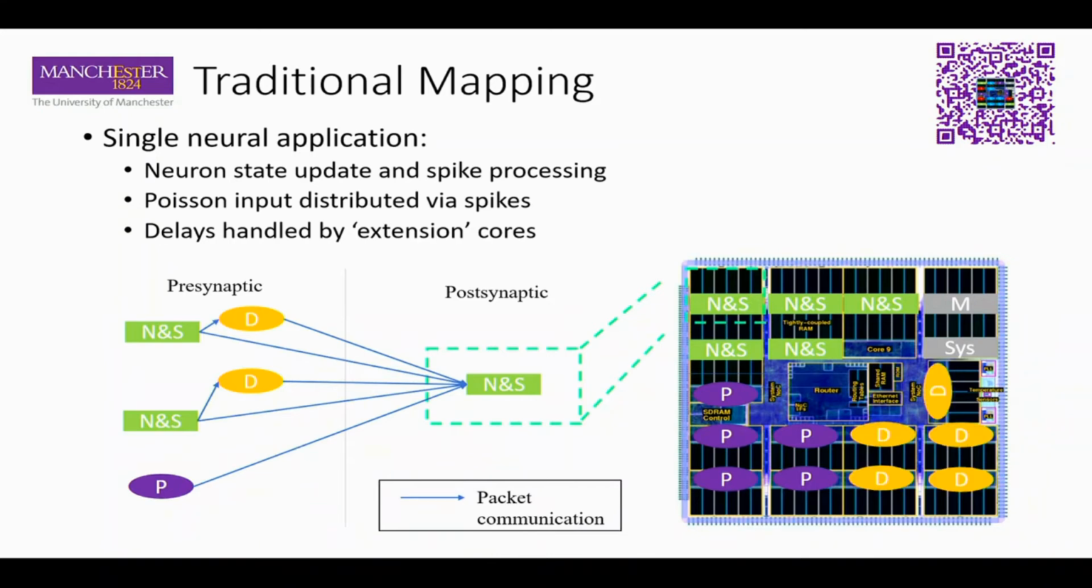Well, this is the traditional mapping and how we've done things. And this is how the cerebellum model has been run currently, and how the cortical microcircuit has been run originally for the inefficient runs.